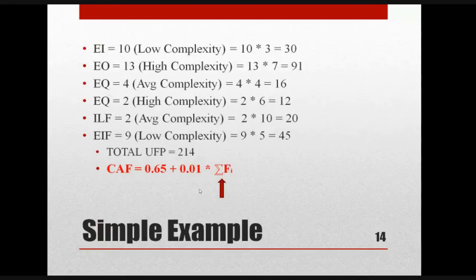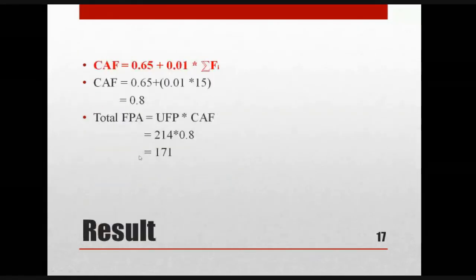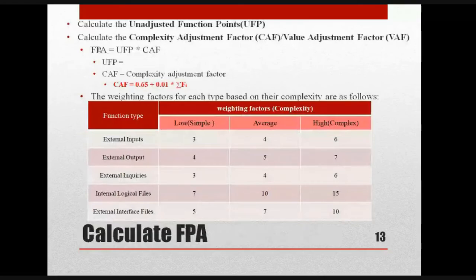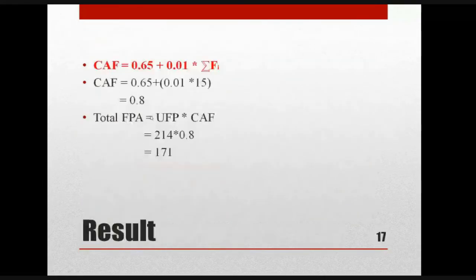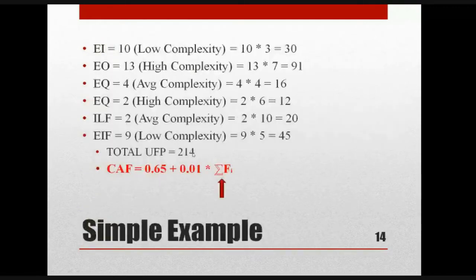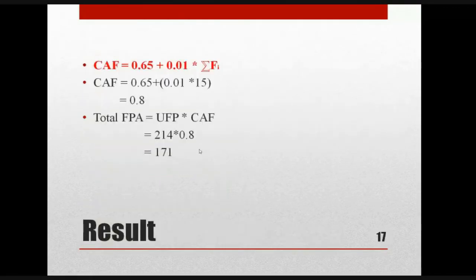Now you can easily calculate this, because 0.65 plus 0.01 into summation of Fi will give us the CAF, right? So now CAF is identified. CAF is 0.8. Now what is the total FPA? Total FPA is UFP into CAF. UFP is already identified. What is UFP? 214, right? 214 into 0.8, that is 171. This is your total function point analysis.